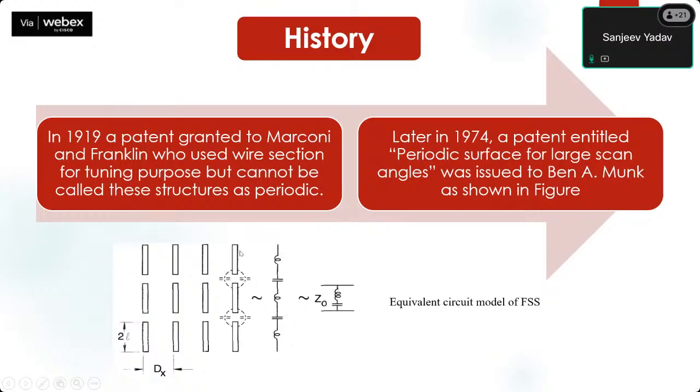And there are these structures which are copper or metallic. They are working as an L, as well as the spacing between them, they are working as a C. So the combination of inductor and capacitor is there. In this way, the equivalent model of the frequency selective surface can be designed.